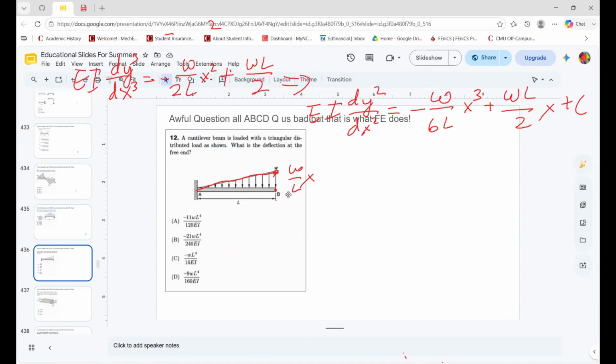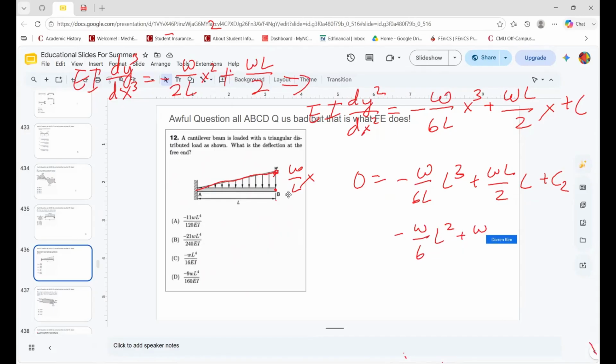So we can just say 0 equals negative omega over 6L times L cubed plus omega L divided by 2 times L plus C2. You know what? I don't recommend anyone do this method because it is a pain in the butt. But since this is the method I remember, in the future I will review my other methods, probably later today when I read more of the book.